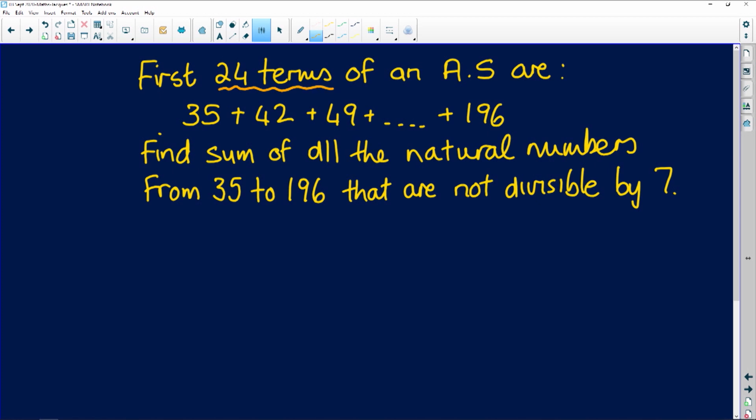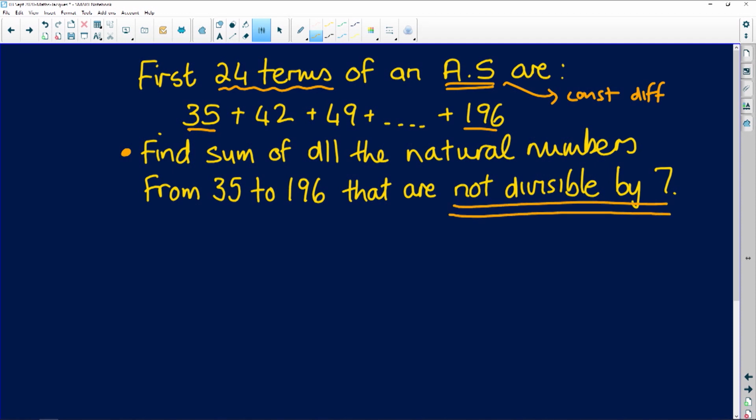We've got 24 terms in this arithmetic series. So they tell us it's arithmetic, so we know there's a constant difference between the terms in the sequence. Now they say, find the sum of all the natural numbers from here to there. So in other words, from the first term to the last term, which is not divisible by 7.